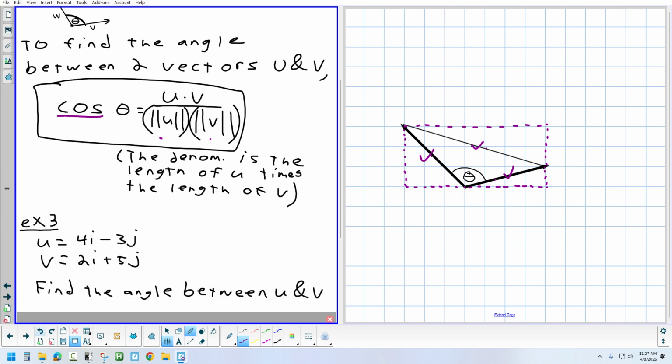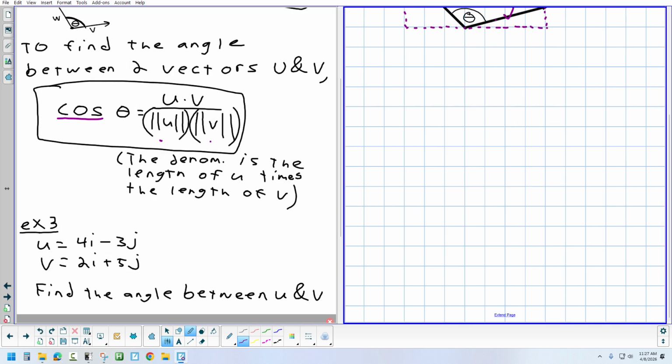Okay. So let's see if we can find the angle between these 2 vectors. What I want to do first, though, is sketch them and just kind of eyeball what we think the angle is, and then we'll actually find it and see if it seems reasonable. So 4i minus 3j. So that's a vector that goes right 4, down 3. So start here. Let's see. 1, 2, 3, 4. 1, 2, 3.